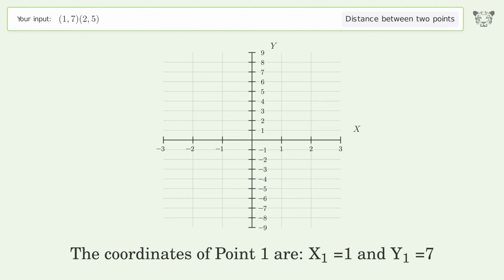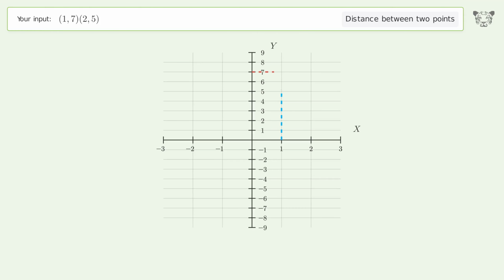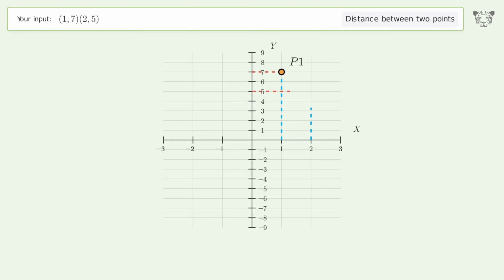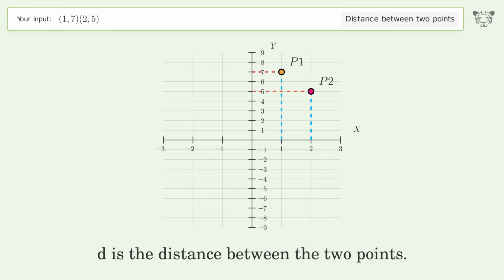The coordinates of point 1 are x1 equals 1 and y1 equals 7. The coordinates of point 2 are x2 equals 2 and y2 equals 5. D is the distance between the 2 points.